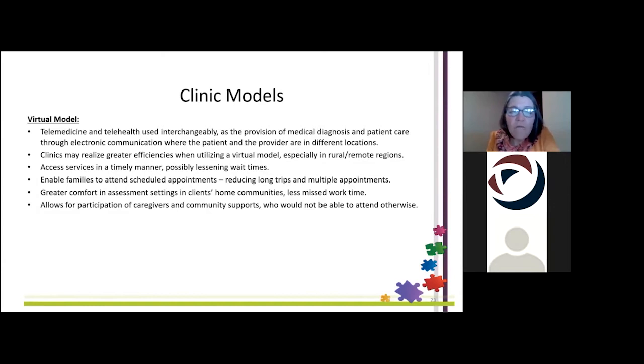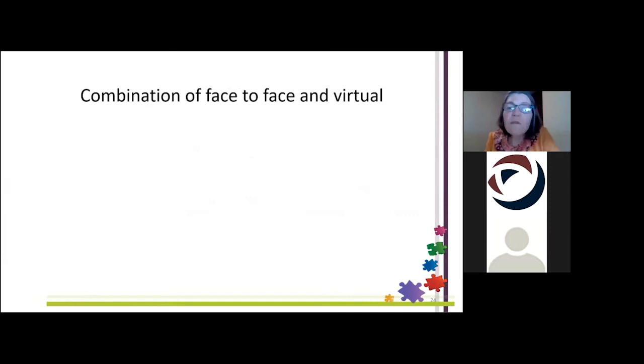There's also greater comfort in assessment settings in the client's home communities. Often the child can be assessed in their school or other confidential locations without having to have missed time for the caregivers for work and the child from school as well. And it also allows for participation of caregivers and community supports who may not otherwise be able to attend.